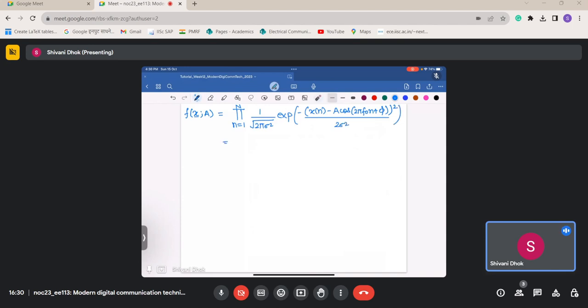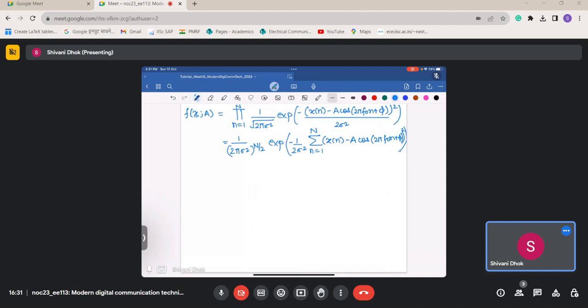This term is getting multiplied N times, so I can write it as 1 upon (2 pi sigma square) to the power N by 2. And now I can take this product inside the exponent, since the product of exponentials is e to the power of the summation of those factors. So this will be exp of minus 1 by 2 sigma square, summation n running from 1 to capital N, of (xn minus A cos(2 pi f naught n plus phi)) square.